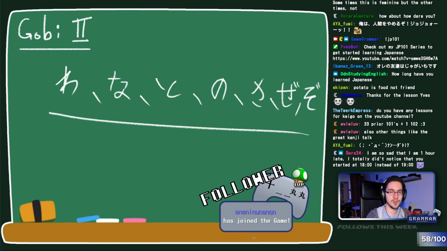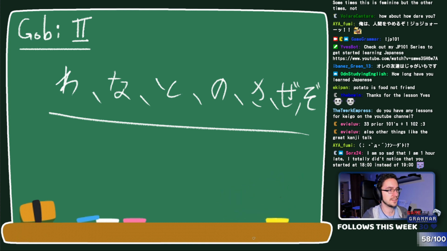Last episode, we actually only talked about yo and ne. Now, yo and ne are pretty complex, which is why we took a whole hour just talking about those. Today, we got all of these others done.